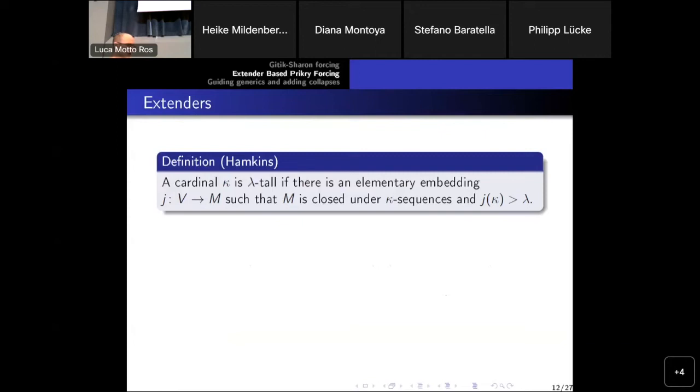an elementary embedding. The elementary embedding cannot be just an elementary embedding using a normal ultrafilter. We need slightly more. And the definition is that of a tall cardinal. So a cardinal kappa is lambda tall if there is an elementary embedding j from V to M, such that M is closed under kappa sequences, in order to make this definition non-trivial, and j of kappa is at least lambda.